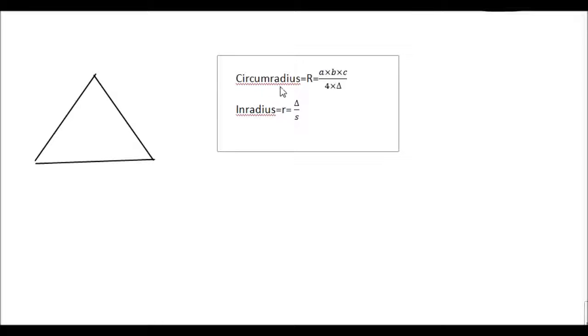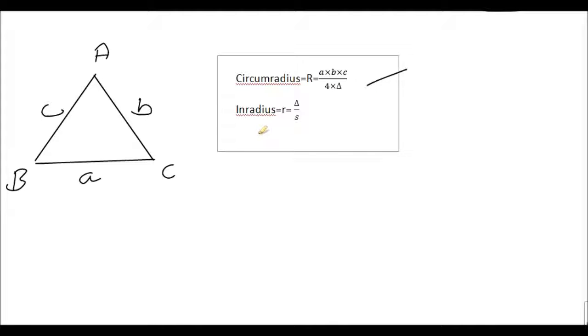If you want to find the circumradius, generally denoted by capital R, it is equal to a into b into c by 4 delta. Here capital A, B, C are the vertices, whereas small a, b, c are the sides. So small a into small b into small c by 4 into delta. Delta you can calculate using Heron's formula or half into base into height. This is how you can calculate the circumradius.